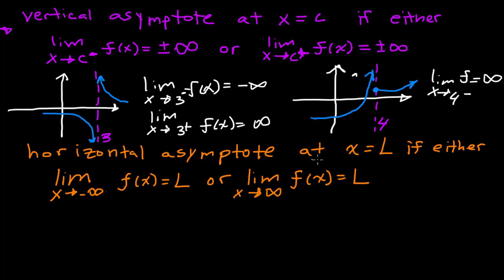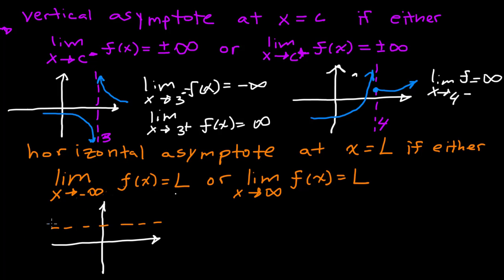We can also have horizontal asymptotes. So horizontal asymptotes occur at y equals L if either the limit as we go to negative infinity is equal to some finite number L, or the limit as we go to positive infinity is equal to some limit. So here again, let's take a look at a graphical example. This definition also means we could have two horizontal asymptotes.